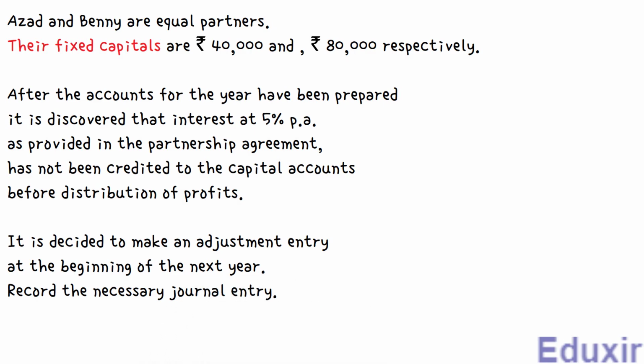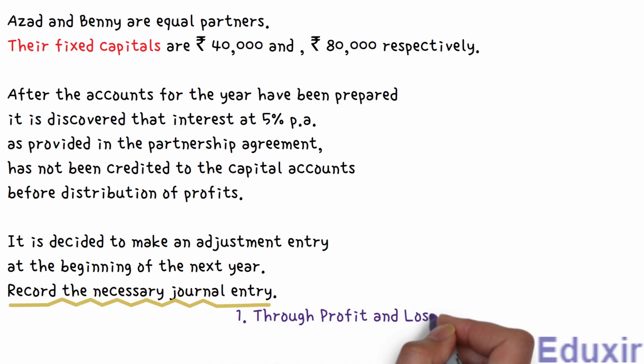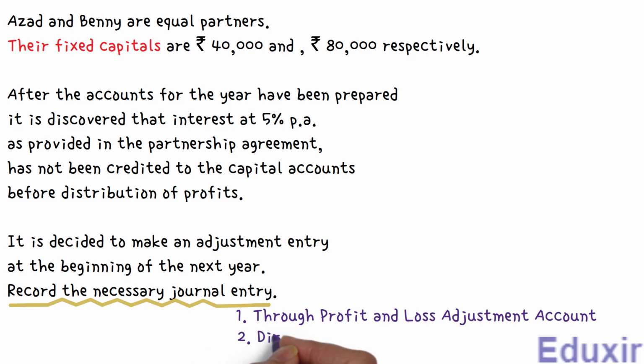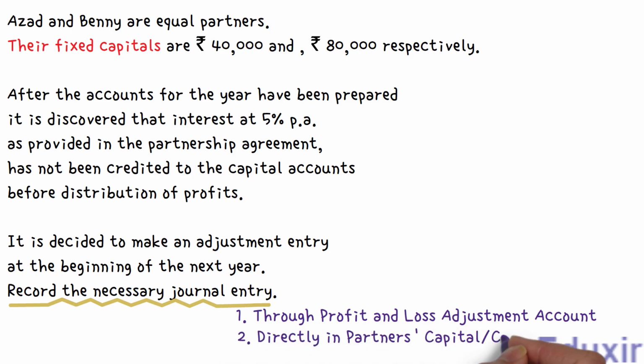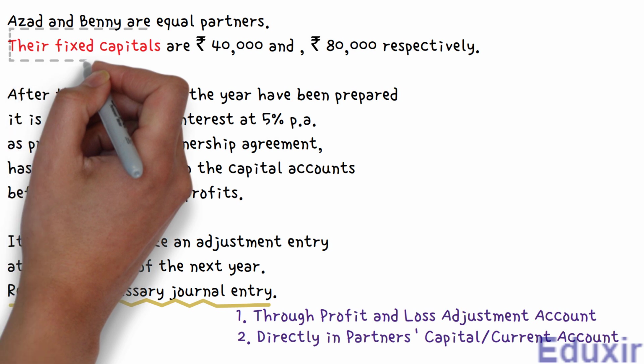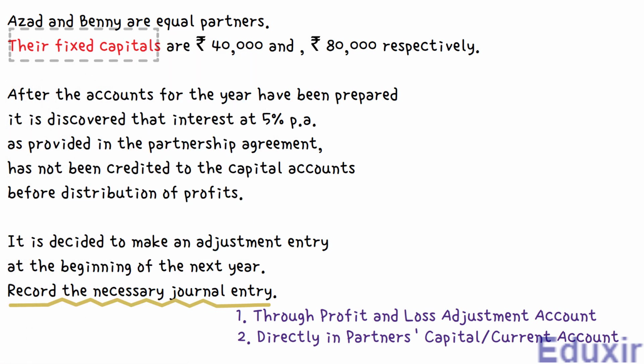So, as per the problem, we have to record the necessary journal entry. As you know, we can record the adjustment entries in two methods. In the first method, we do this through the profit and loss adjustment account. In the second method, we do this directly in the partner's capital or current account. By the way, as it is explicitly specified in the problem that the capitals of the partners are fixed, we are going to use the fixed capital method in solving this problem.